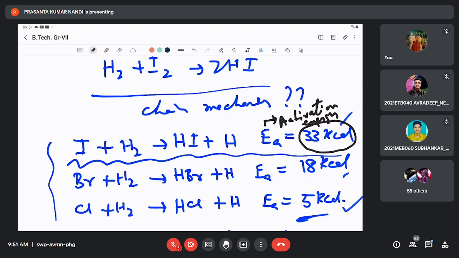Clear? Why do hydrogen and iodine molecules in the gas phase not react to produce hydrogen iodide? Because it involves higher activation energy compared to other reactions.